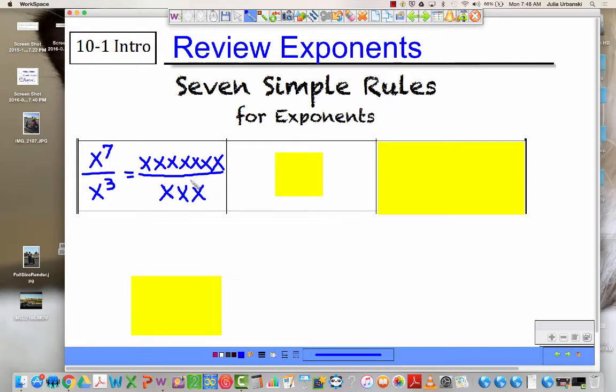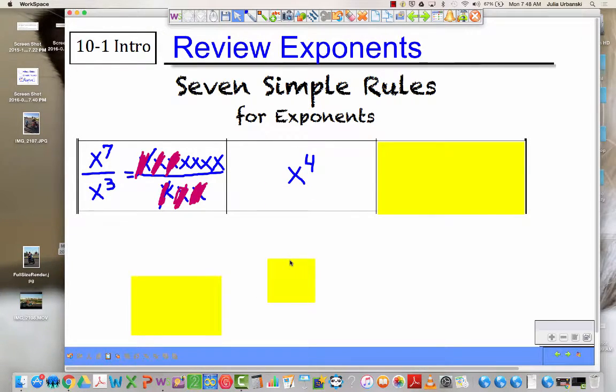all being multiplied together. You can cancel this one and this one. Let me do that in red. You can cancel this one with this one. You can cancel this one and this one. And you can cancel this one and this one. What do you have left? 4 x's, which means x times x times x times x. So it's x to the 4th.